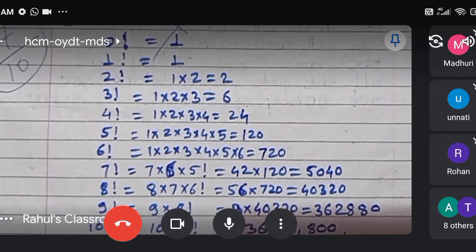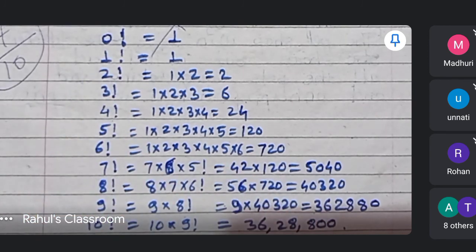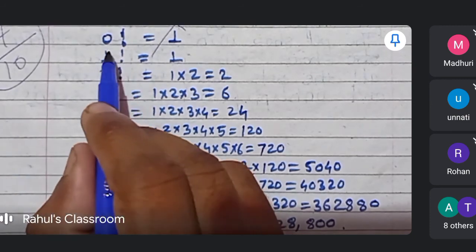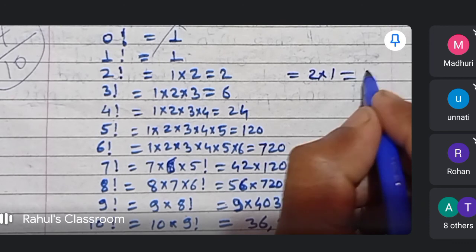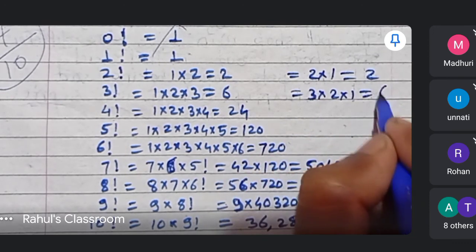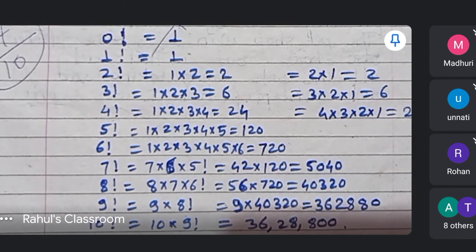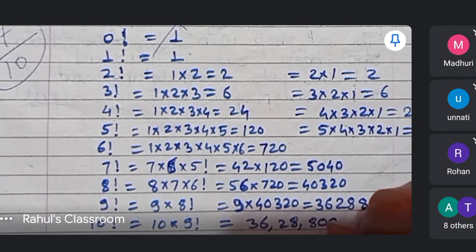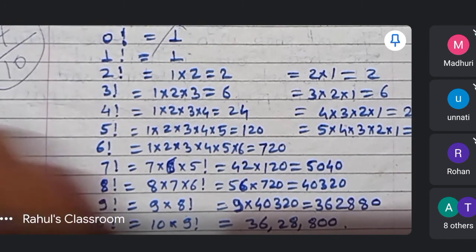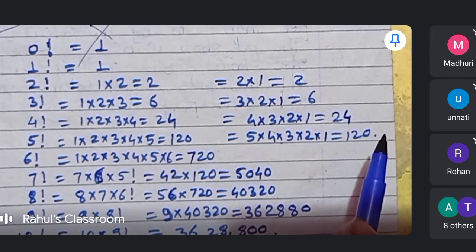Like this, you can also find the values from 0 to 10 factorial in your books. 0 is not a natural number, but 0 factorial is equal to 1. It can also be written in descending order like this: 2 into 1, 3 into 2 into 1, 4 into 3 into 2 into 1, 5 into 4 into 3 into 2 into 1. Like this we have to write in descending order.